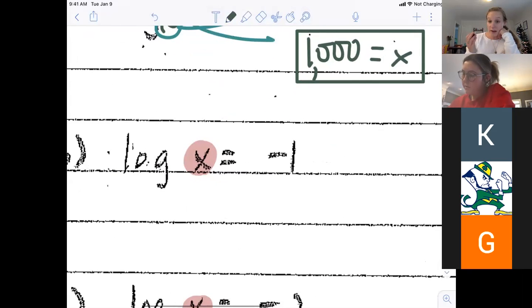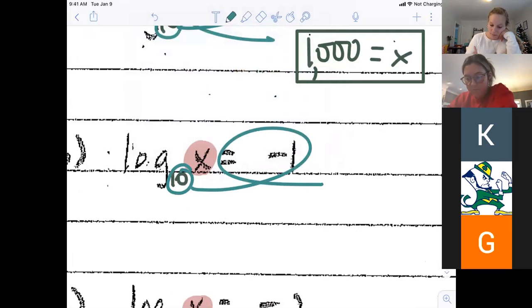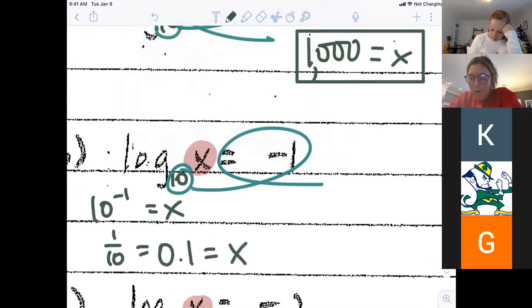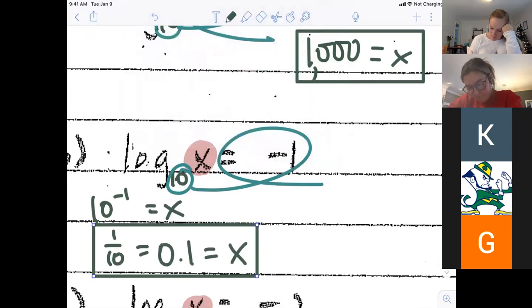The next one, again, no base, so that means base 10. So log base 10 of x equals -1, log roll. I've got 10 raised to the negative first equals x. You can either make this a decimal or you can make it a fraction. So 1/10 is a perfectly acceptable answer, or 0.1. Both of those are the same thing as x.